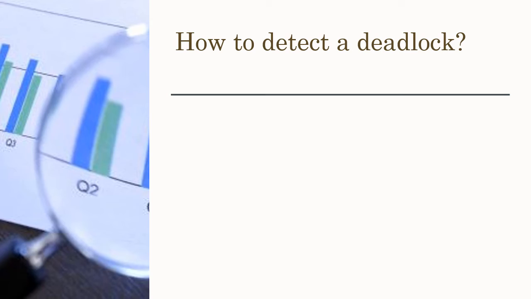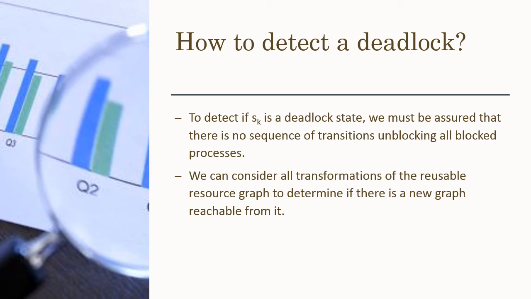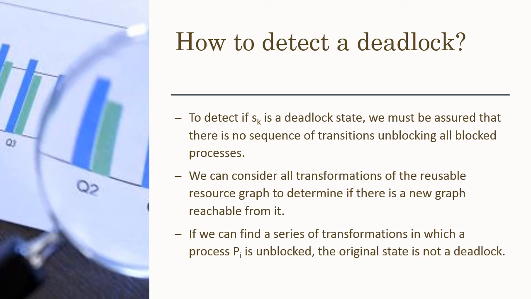How to detect a deadlock? To detect if Sk is a deadlock state, we must be assured that there is no sequence of transitions unblocking all blocked processes. We can consider all transformations of the reusable resource graph to determine if there is a new graph reachable from it. If we can find a series of transformations in which a process Pi is unblocked, the original state is not a deadlock.